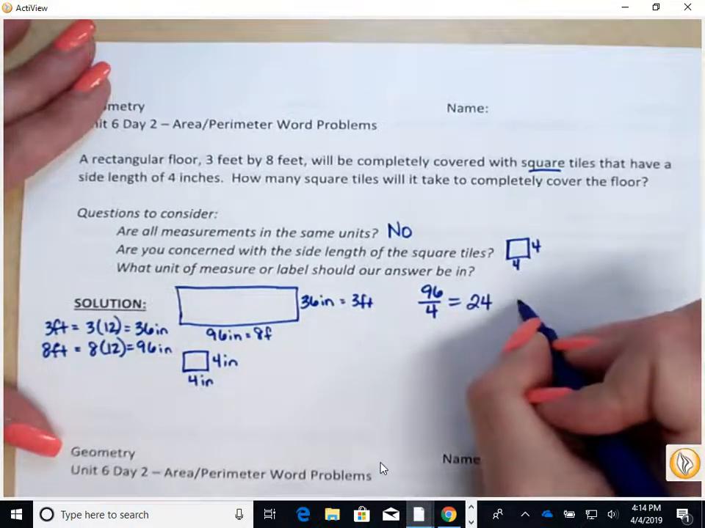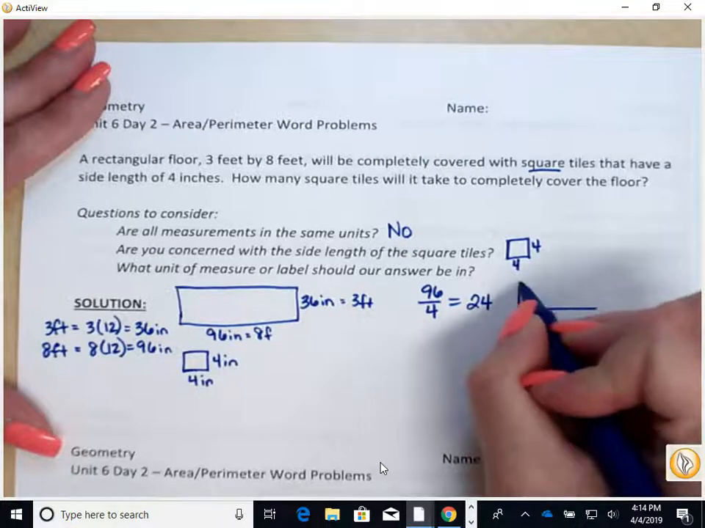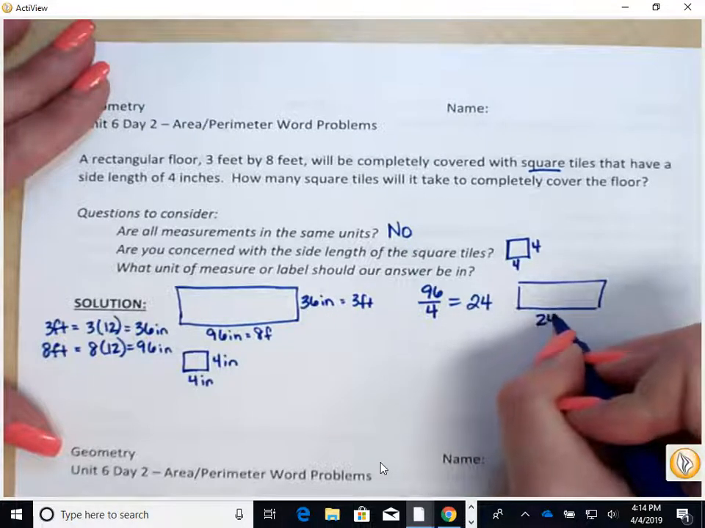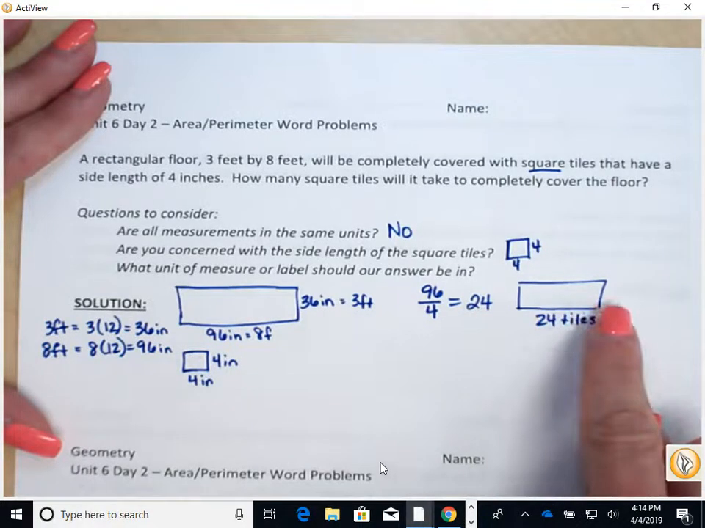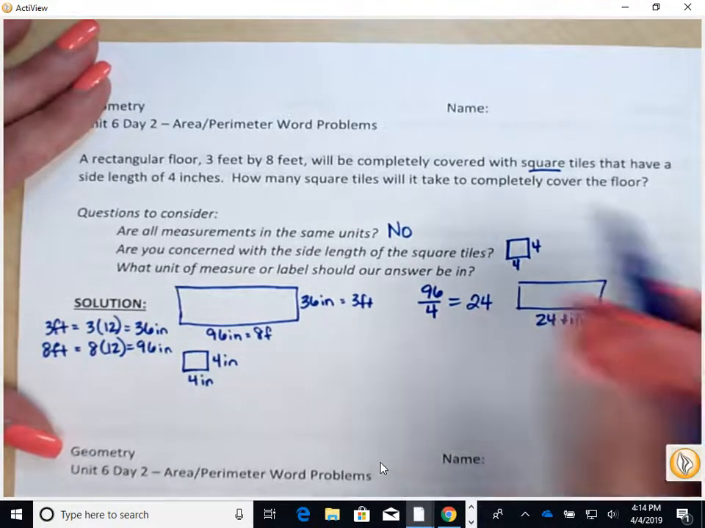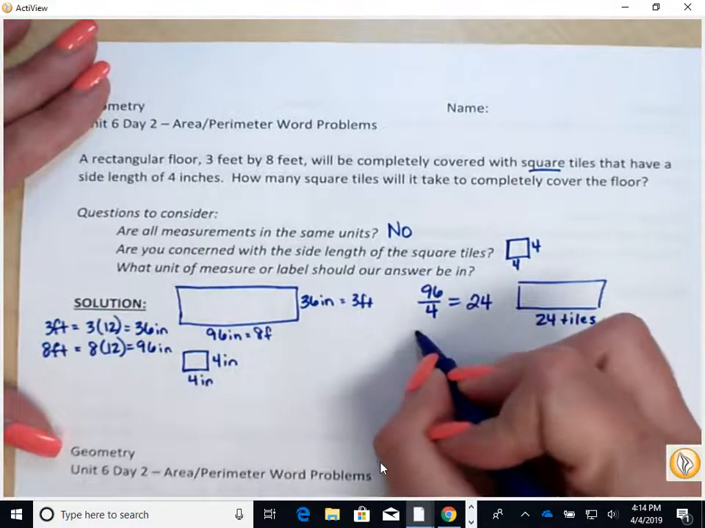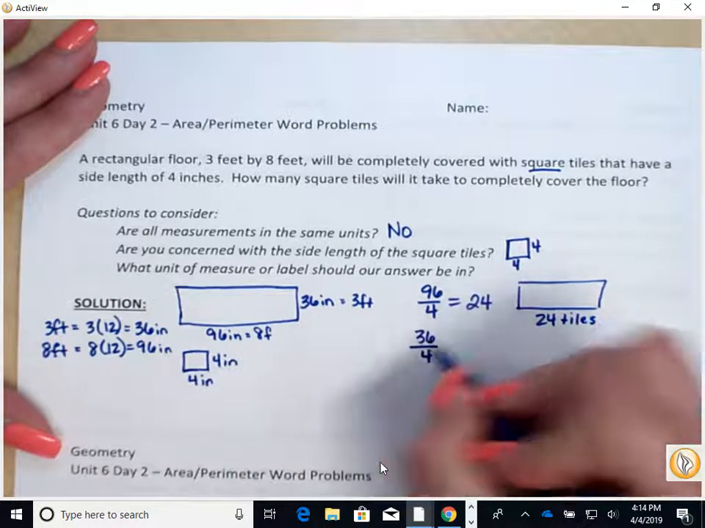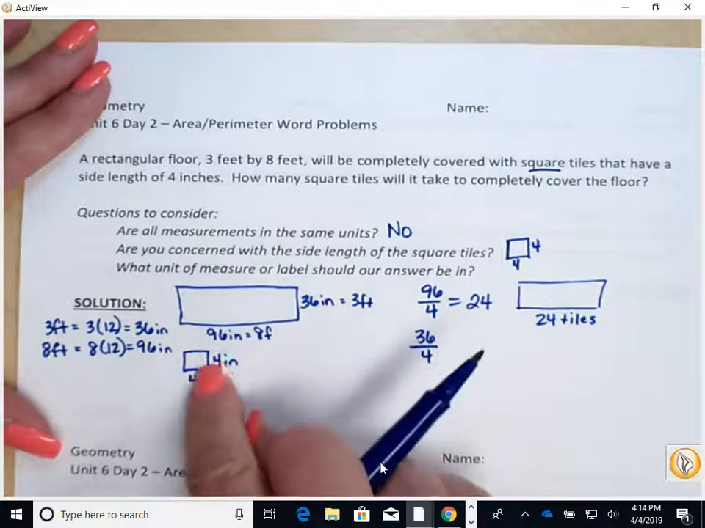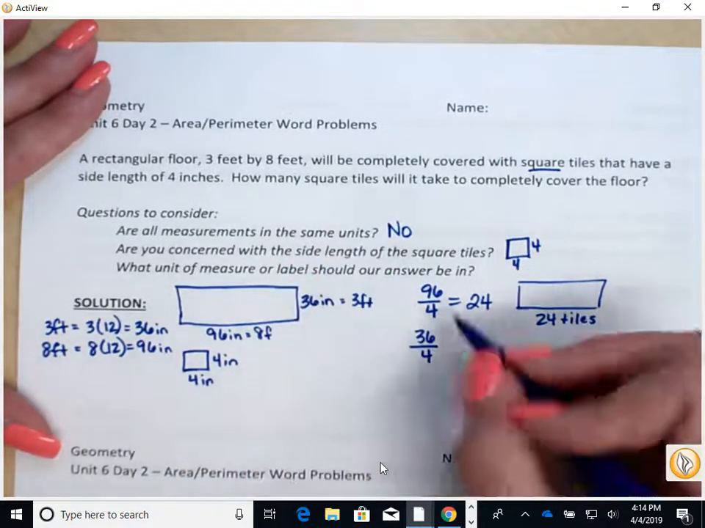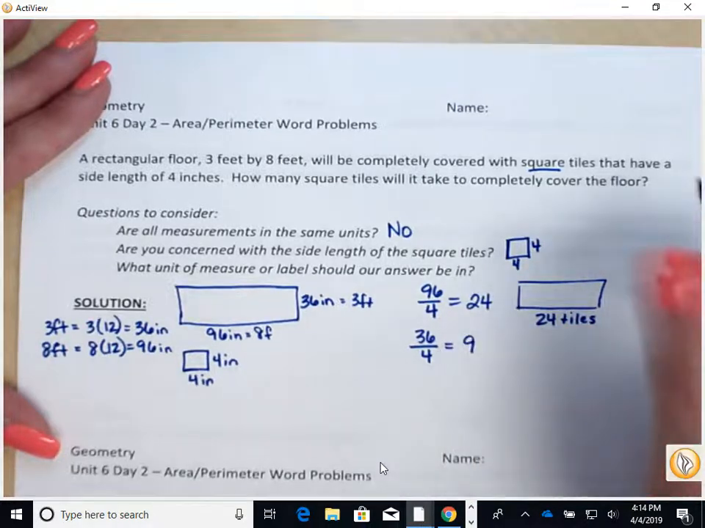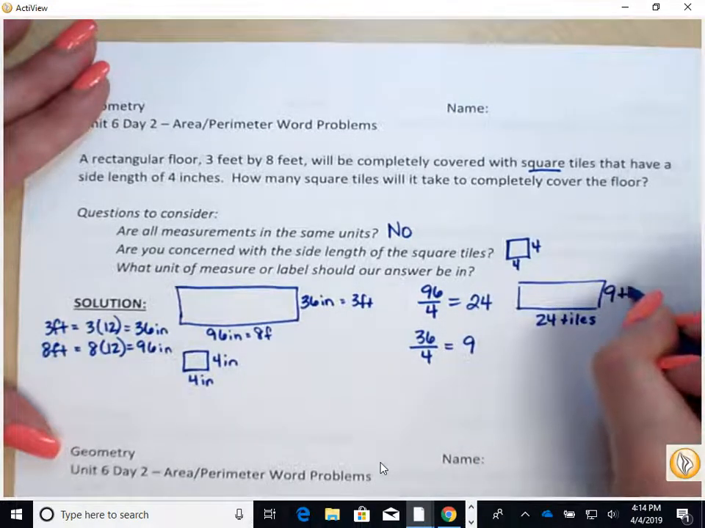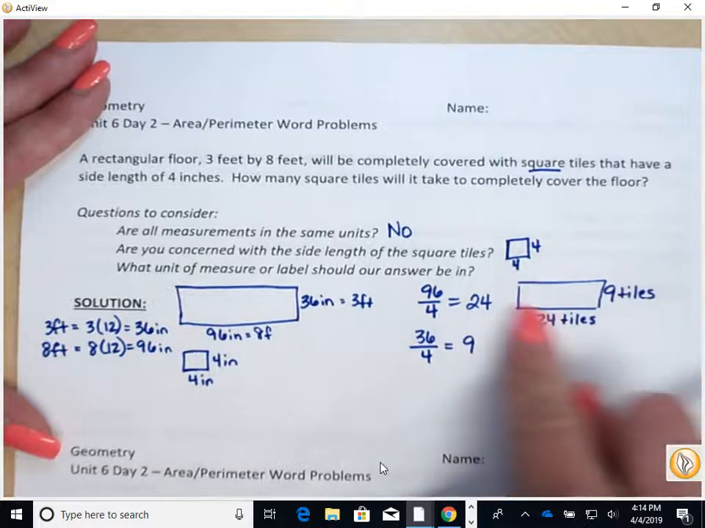So it will take 24 tiles going this way. And then I've got to figure out how many tiles I need going up. So 36 inches divided by 4, because it's 36 inches this way and each one of these tiles is 4 inches tall. So 36 divided by 4 gives me 9. So it'll go 9 tiles going up that way. And then I can find the area.